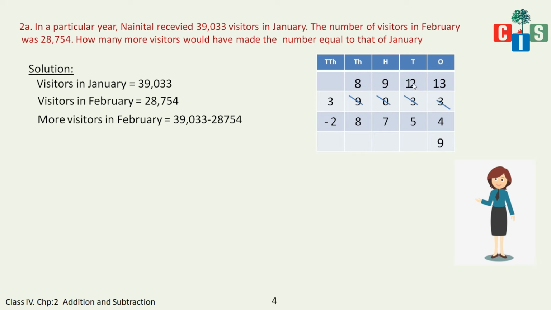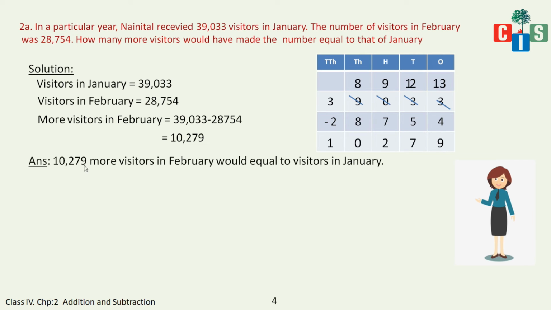Fine. 12 minus 5 will give me 7. 9 minus 7 will give me 2. 8 minus 8, 0. 3 minus 2, 1. Okay. So more visitors in February were 10,279. And my answer statement: 10,279 more visitors in February would equal the visitors in January.